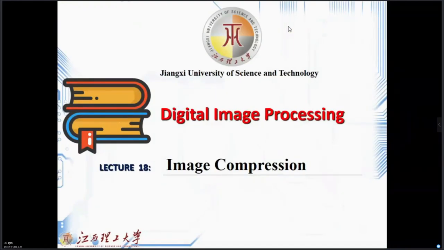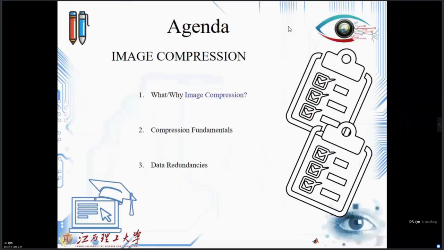Image compression, the topics that we will talk about today: why, what and how it works, and some fundamentals about it. And then, with the relation that we have with the data reduction concept, we will have some review and some talk regarding data reduction.